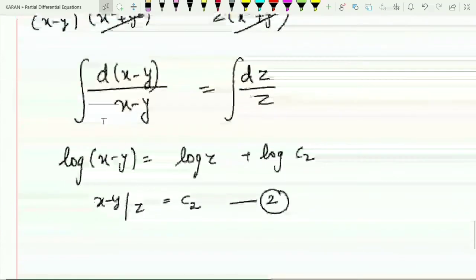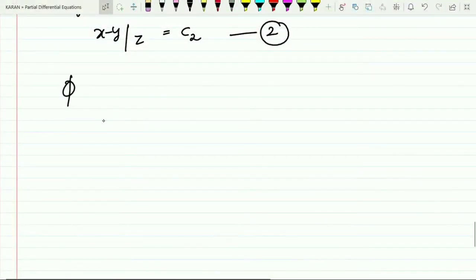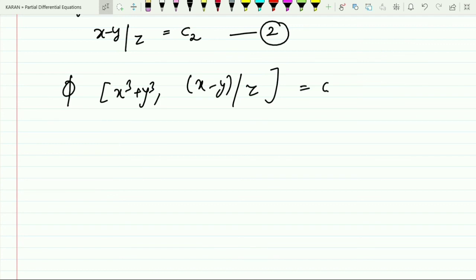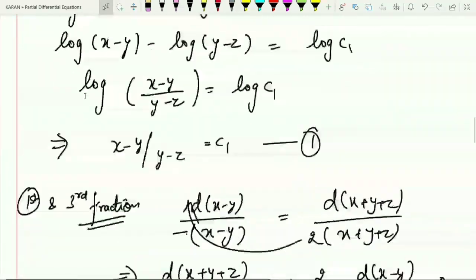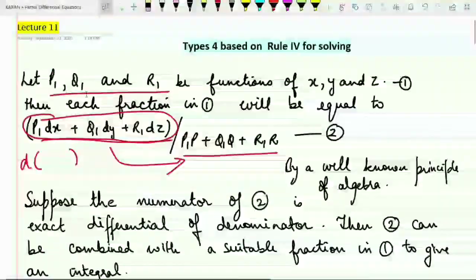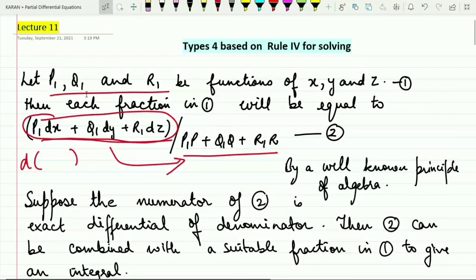So from 1 and 2, what can I say? I can say that phi of (x cube plus y cube), comma, (x minus y) divided by z, equals 0, is the required general solution for the above partial differential equation. So I hope this category of questions, that is type 4, which is used for solving partial differential equations, is clear to you now. In the upcoming video lectures, I will be taking a few more problems which are based on this type of questions.